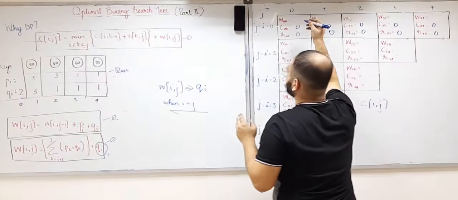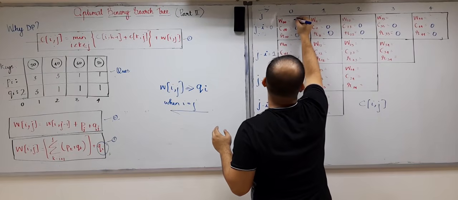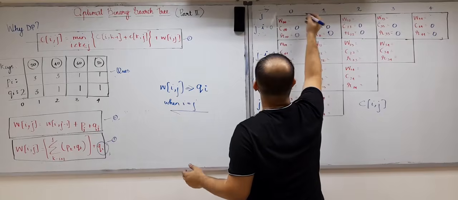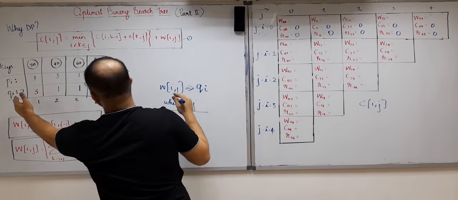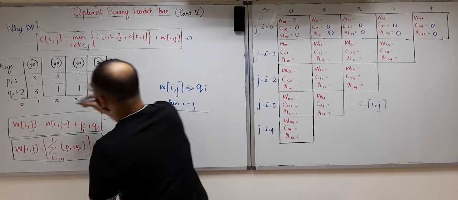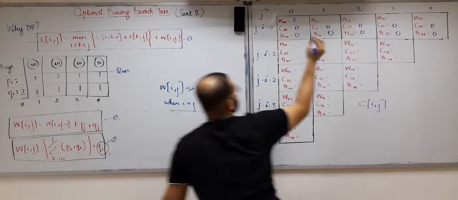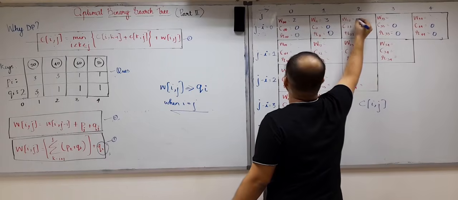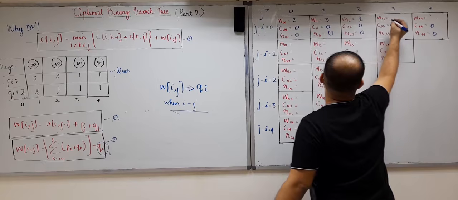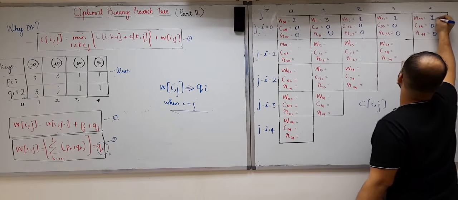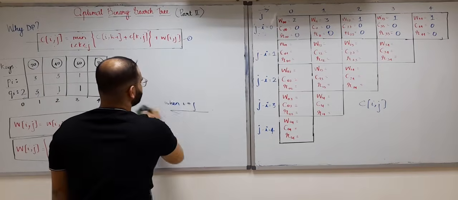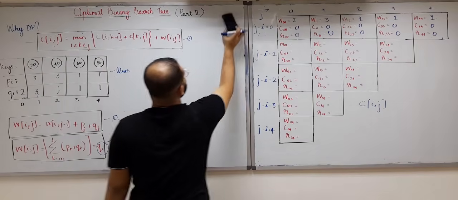So here it is Q0, so W(0, 0) will be equal to Q0, that is 2. W(1, 1) will be equal to Q1, 3. W(2, 2) will be equal to Q2, that is 1, and this is also Q3 and Q4. Okay, so now we have done the calculation for the 0-node binary search trees.